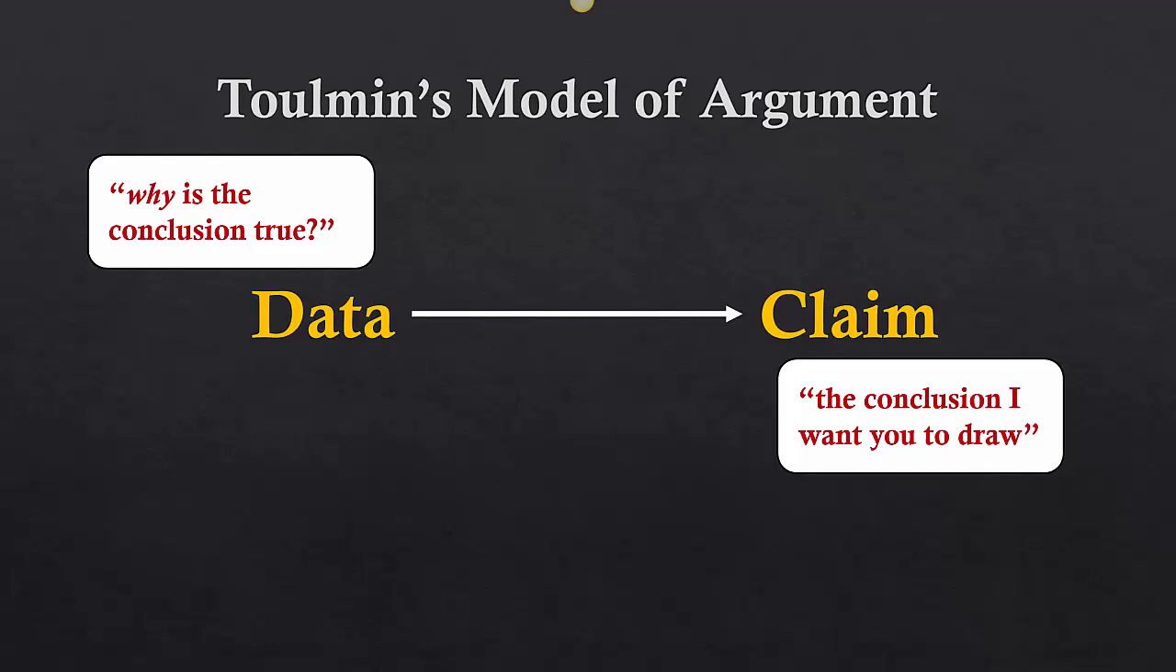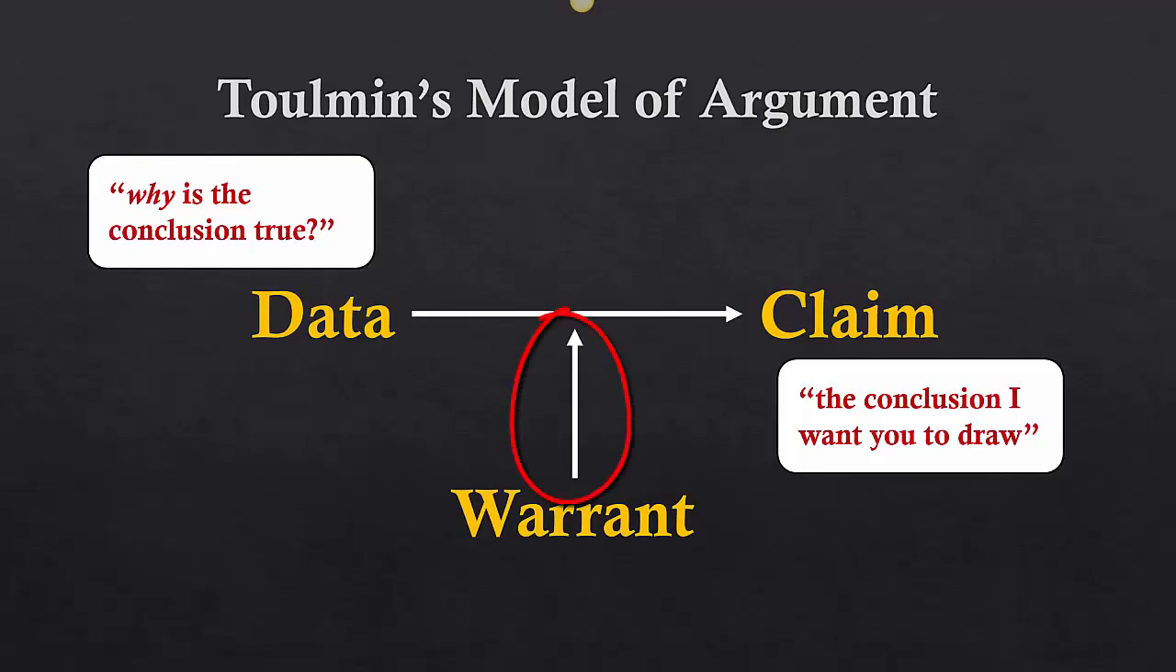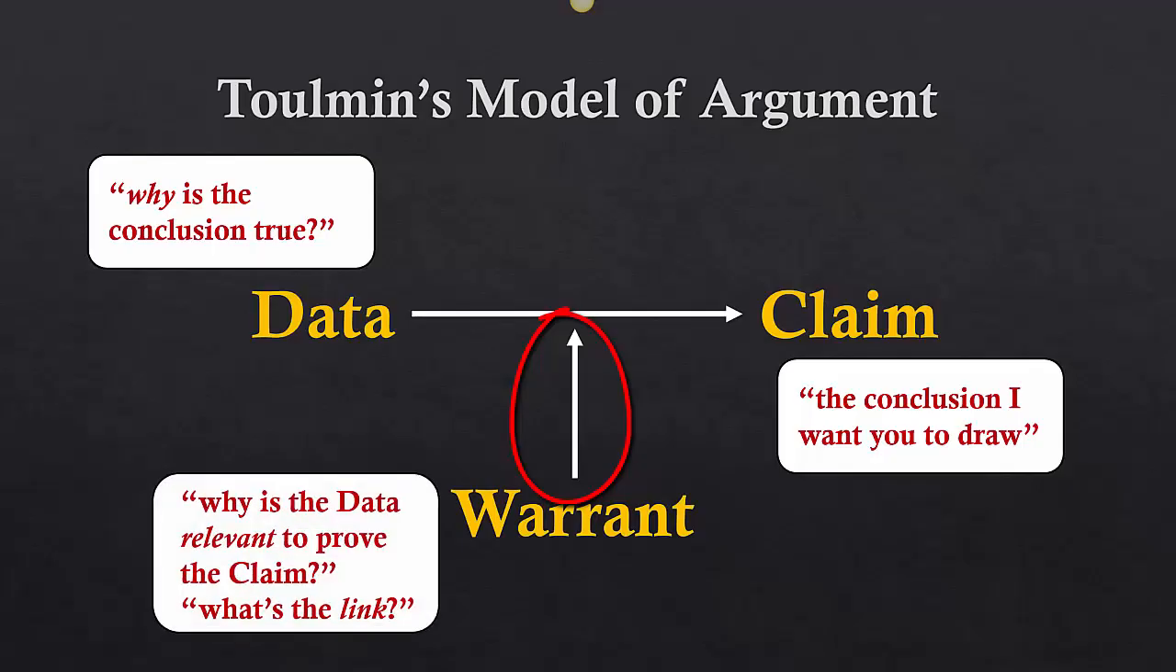There's one more important piece, and that's the warrant. The warrant, of course, is this rational link between the data and the claim. So this upward arrow that connects the two is meant to visually depict that relationship. And remember, we can think about the warrant most simply as: why is the data relevant to prove the claim? In other words, if the evidence is true, so what? How does that evidence prove the claim? In other words, what is the link?